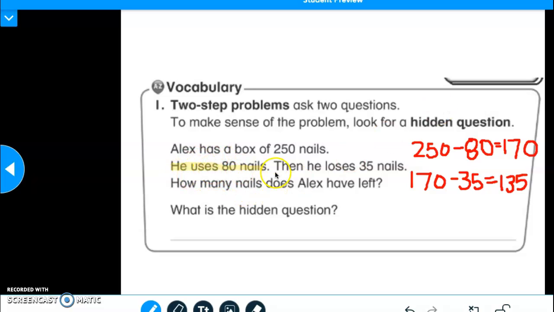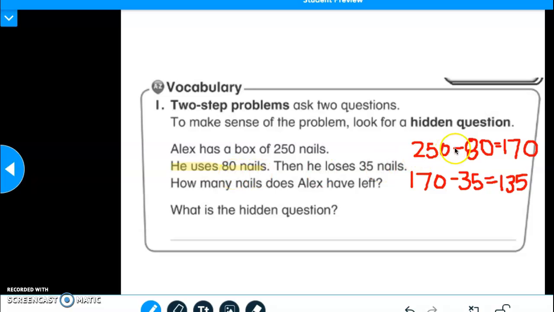So he uses 80 nails is our hidden question because that says then he loses 35 nails. How many nails does Alex have left? So you need to solve both parts. He uses 80 nails and then he loses 35. So we started out with 250 and he used 80.